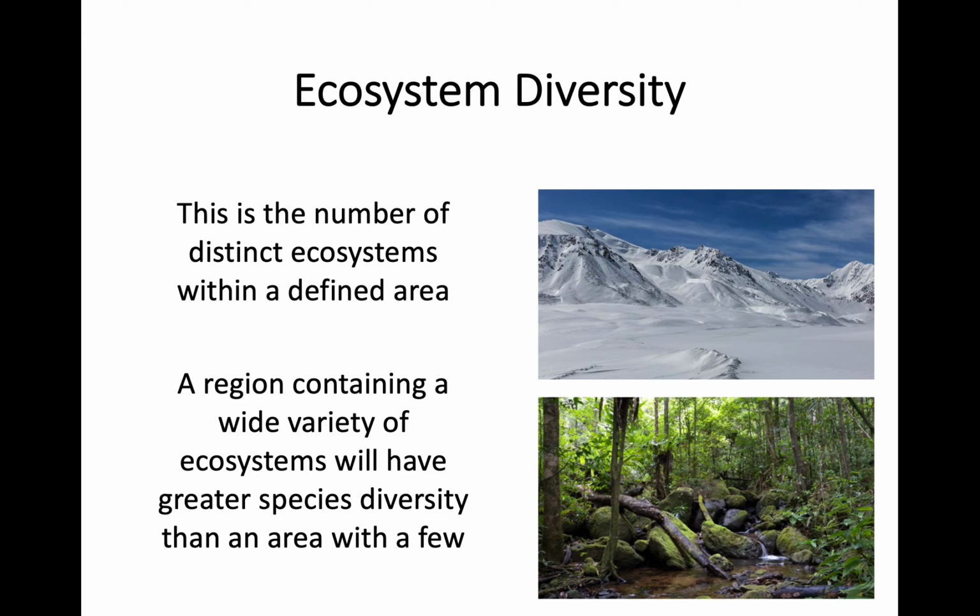And finally, the last one for you, which is very straightforward, is ecosystem diversity. And what this is, is the number of different distinct or individual ecosystems within a defined area. So if you have a region that contains a wide variety of different ecosystems, you're going to end up with a greater species diversity than an area with only a few or a lower ecosystem diversity. The reason for that is these different ecosystems provide different habitats.